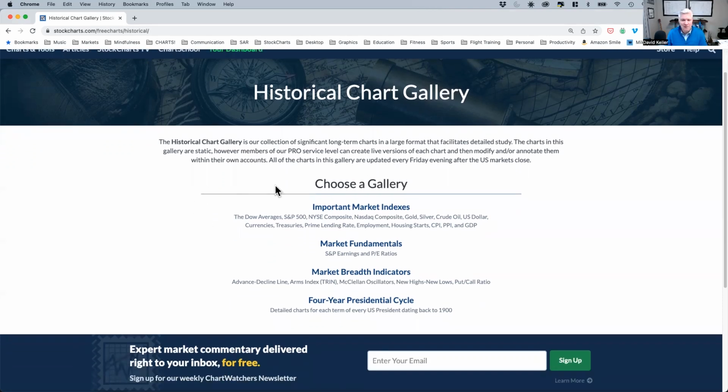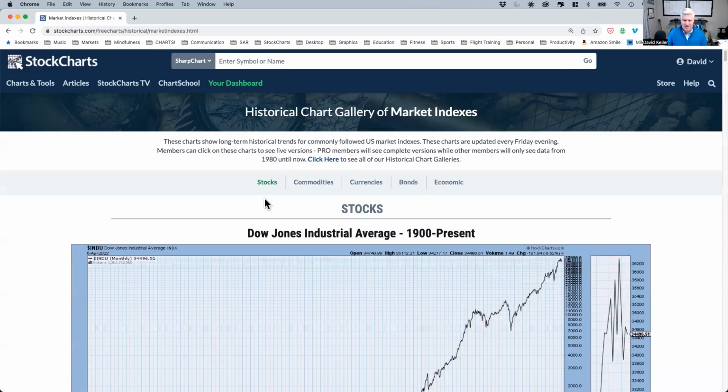I'm going to highlight a couple of these, but I will just show you that there are a bunch of really interesting things on here. We're going to start with, under important market indexes, I'm just going to highlight a couple.